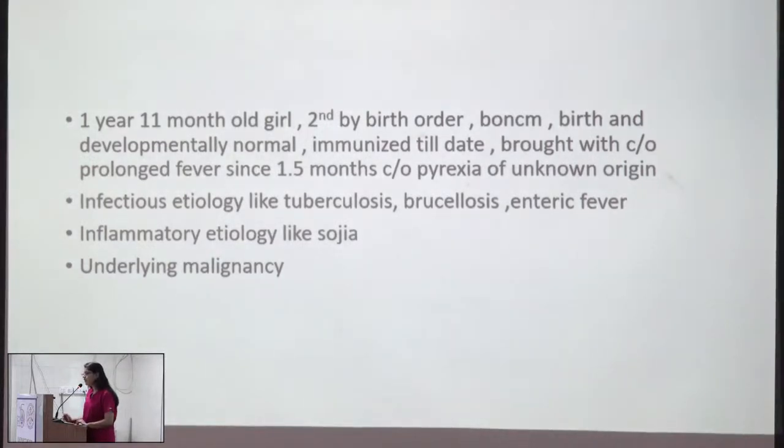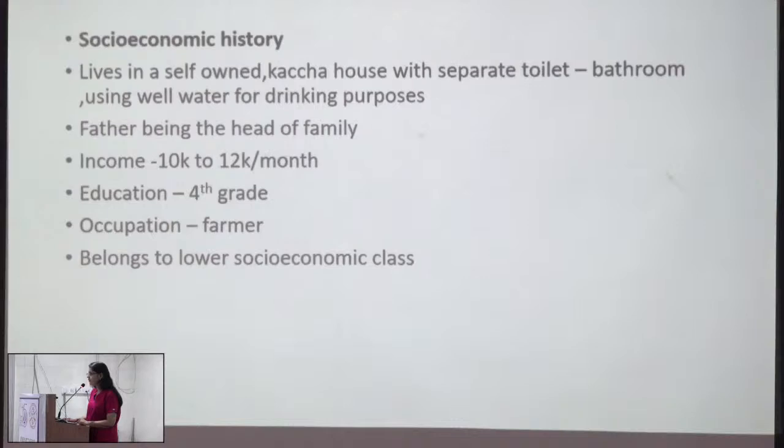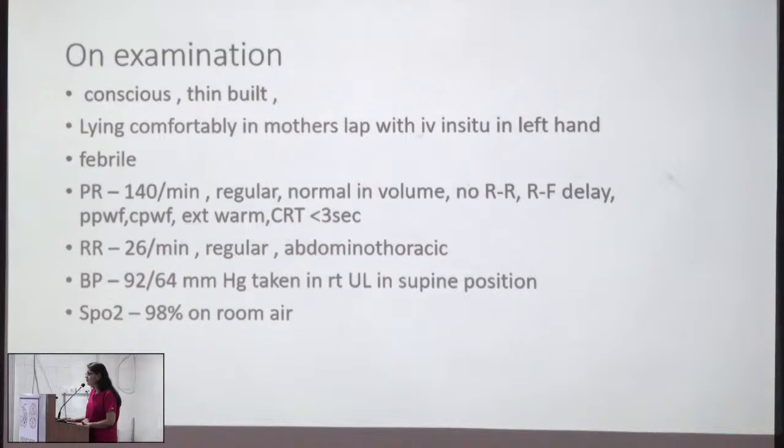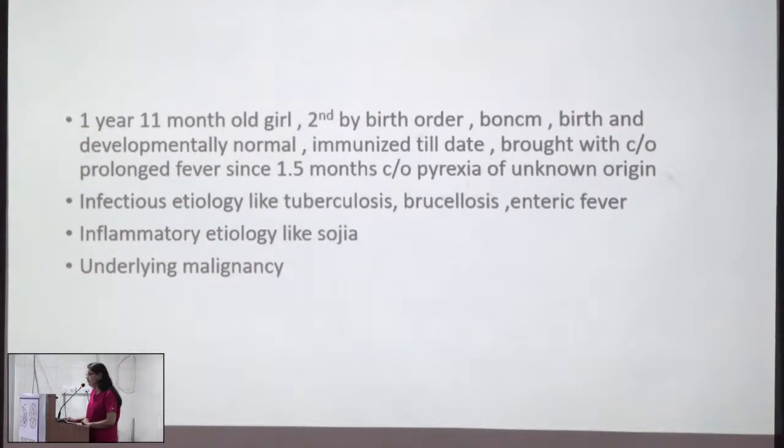This is a 1 year 11-month-old girl, second by birth order, born out of non-consanguineous marriage, birth and developmentally normal, immunized till date, brought with complaints of prolonged fever since 1.5 months, a case of pyrexia of unknown origin, to rule out infectious etiologies like tuberculosis or brucellosis, enteric, inflammatory etiology or some underlying malignancy. Could be there.